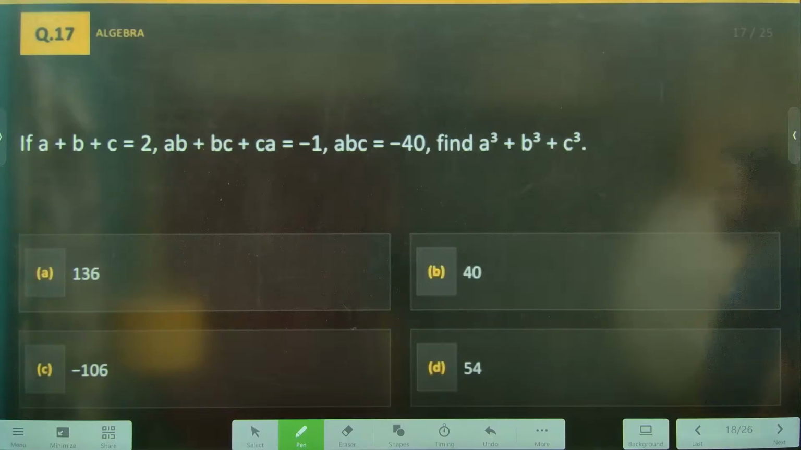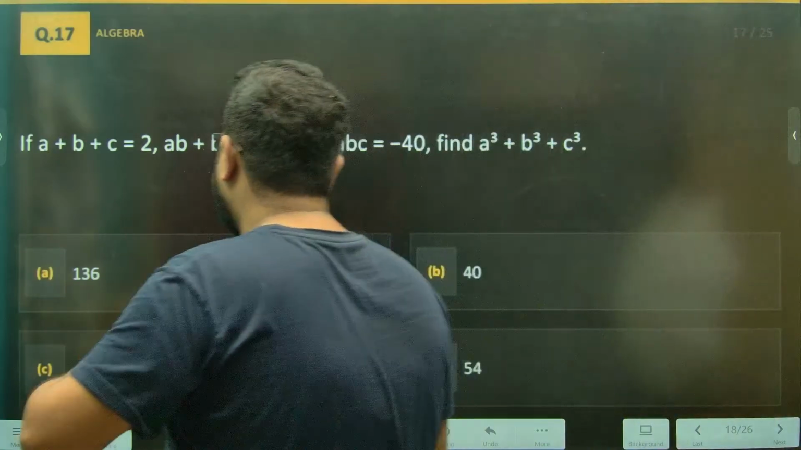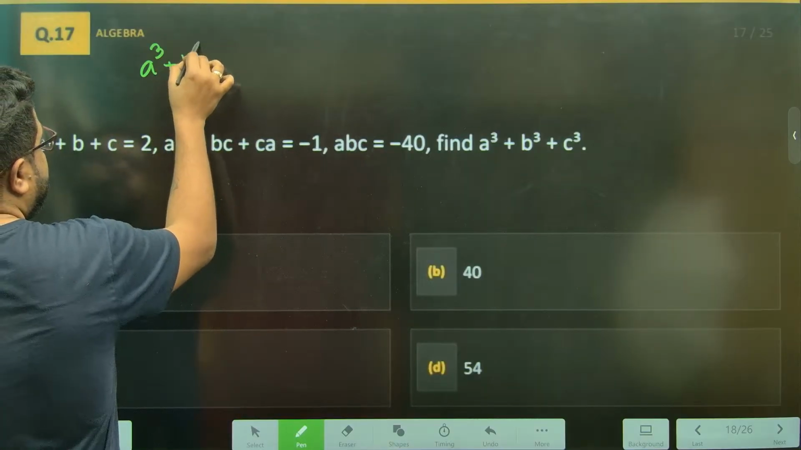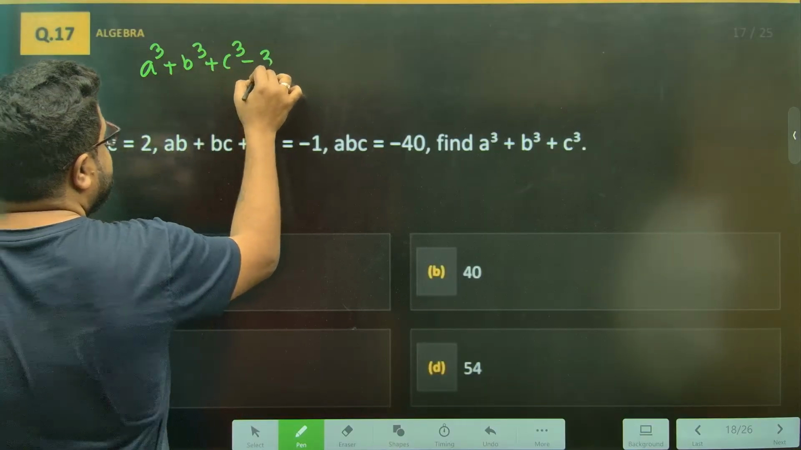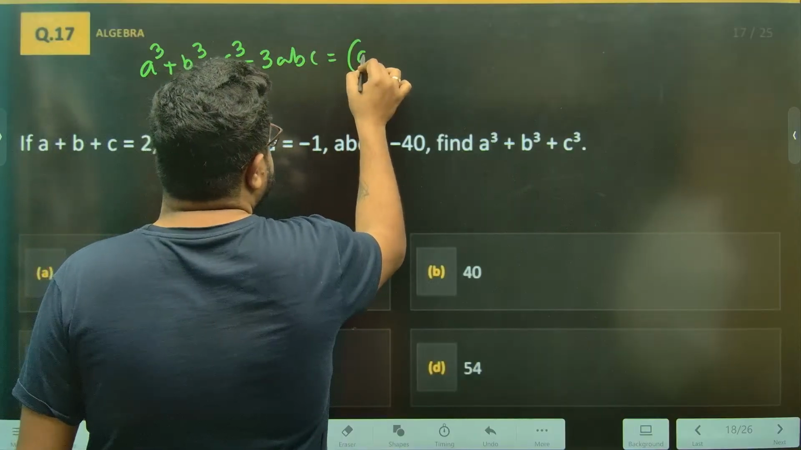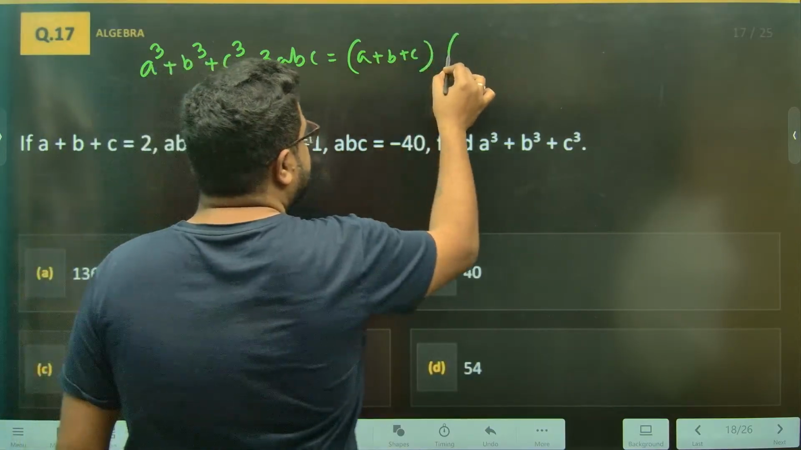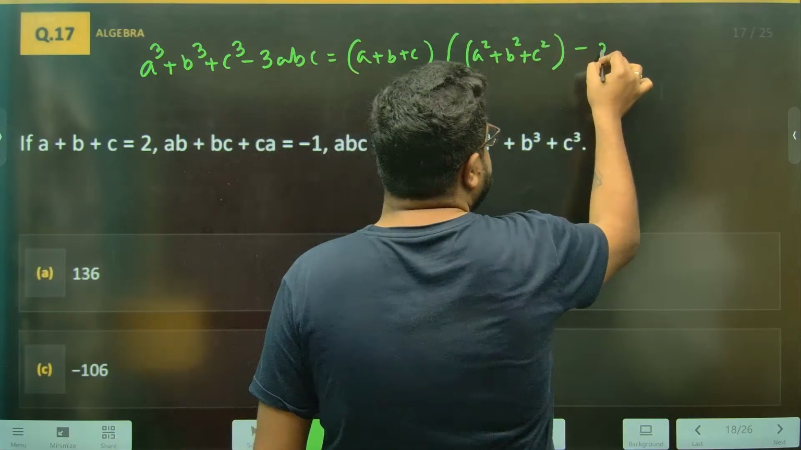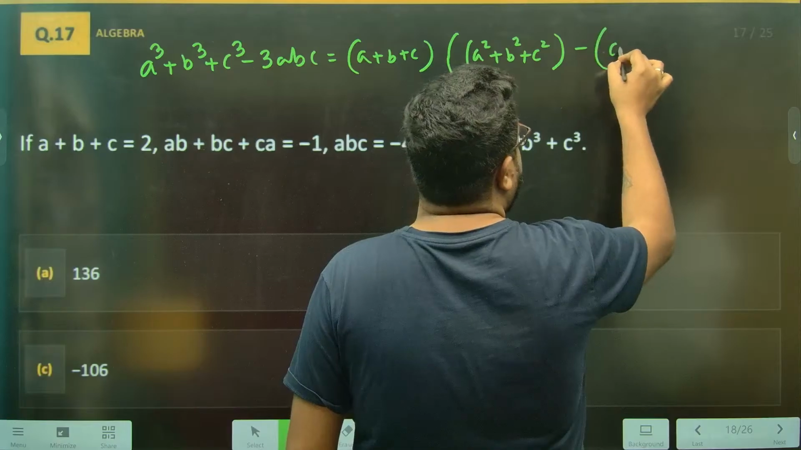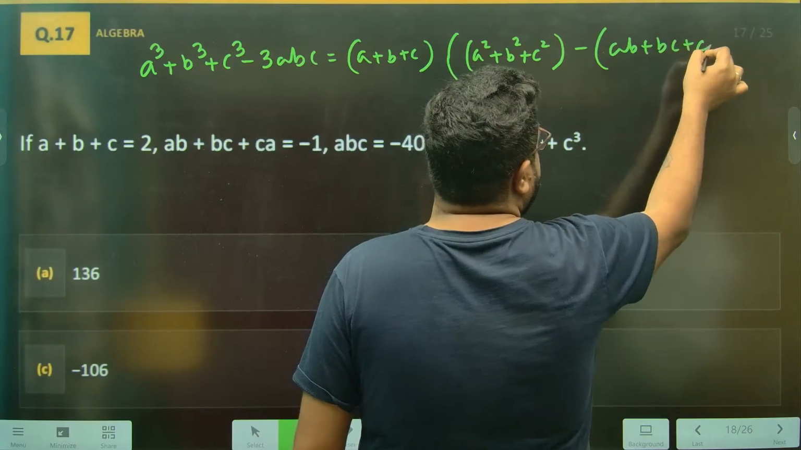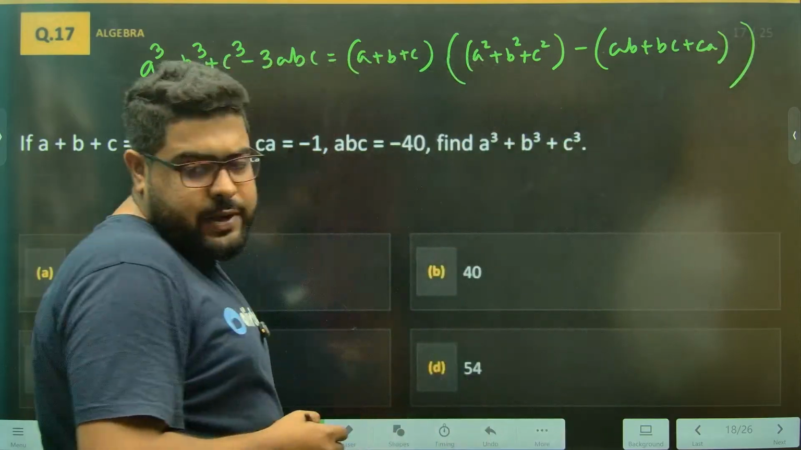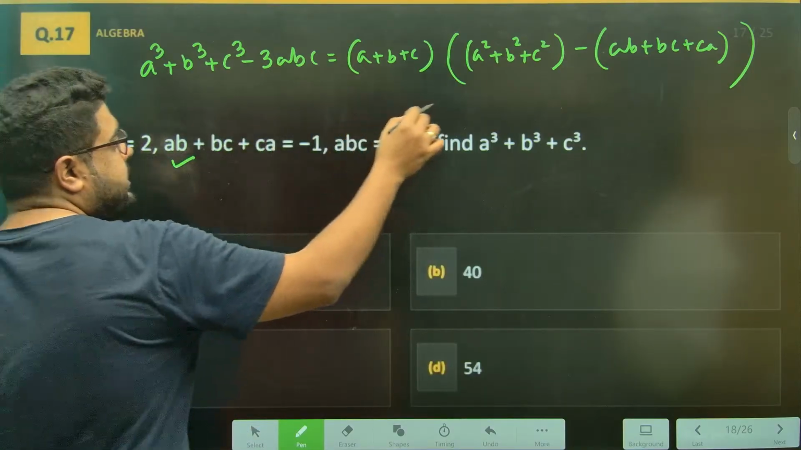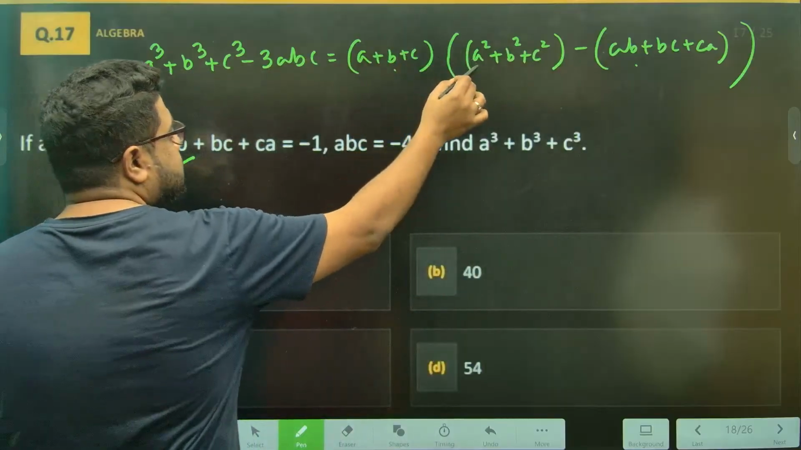Next one, please. Again, cube. Sir, again I told you, we only know a cube plus b cube plus c cube minus thrice of ABC formula. This is a plus b plus c into a square plus b square plus c square minus 2 of AB plus BC plus CA. This is the formula that we know. Now, what is not known or what is given? This part is known, sir. Not known is this part.